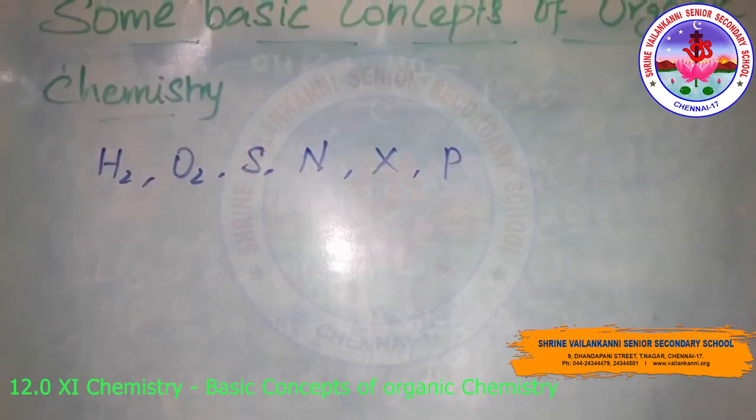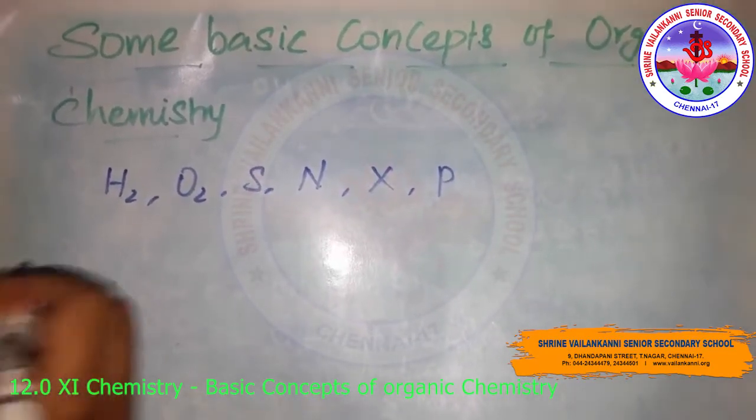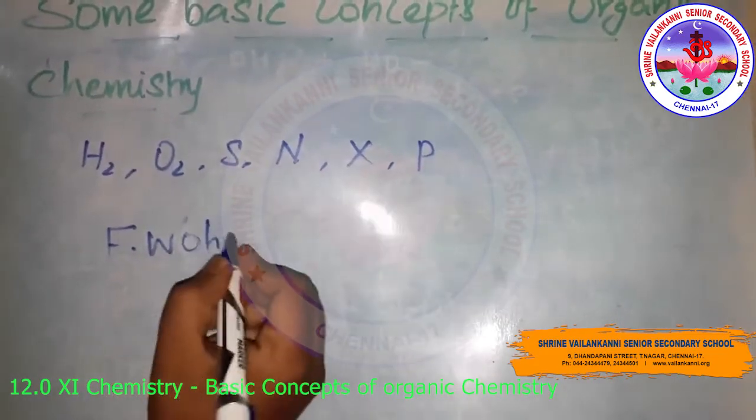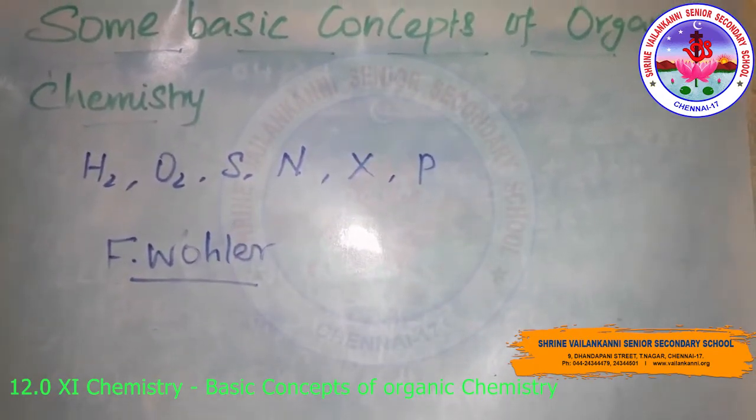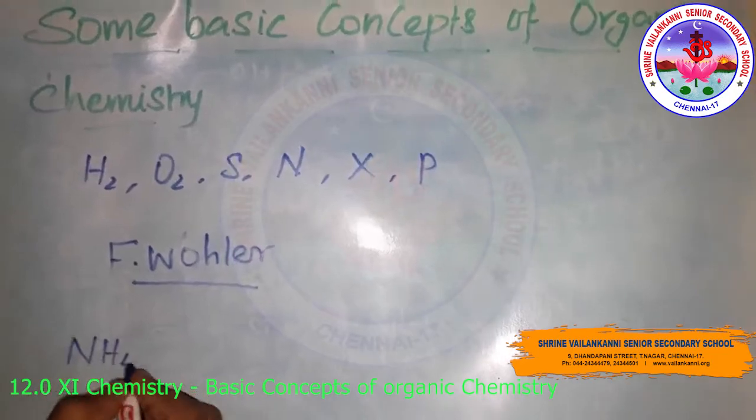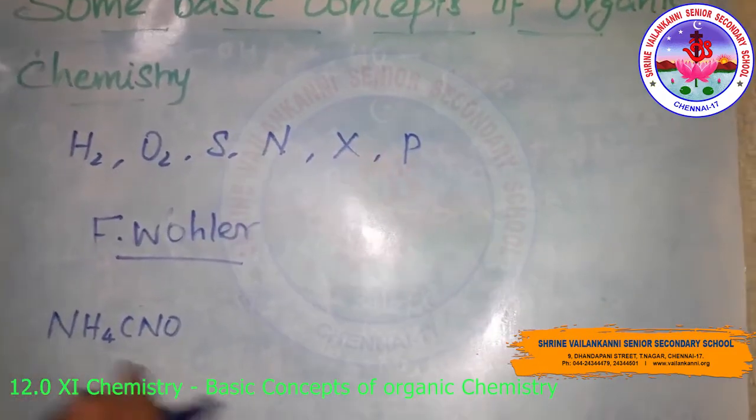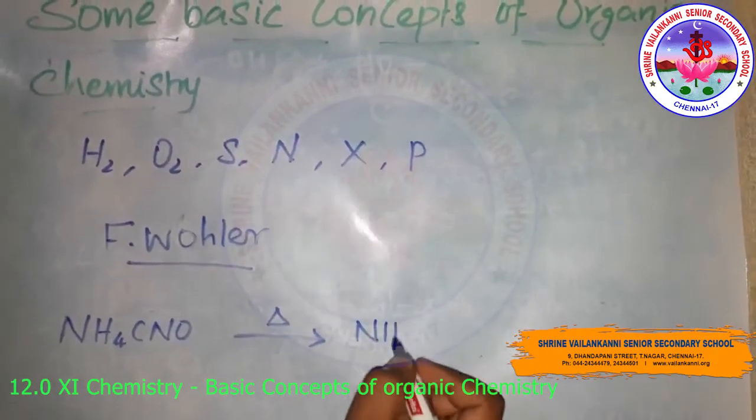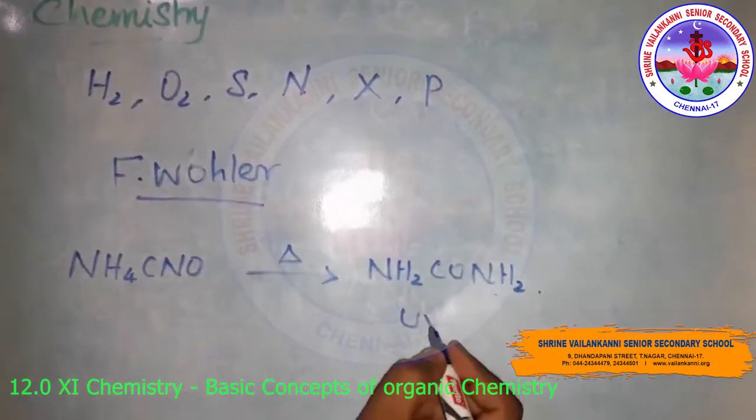Now, first, how it is obtained. Wöhler, the scientist, synthesized an organic compound, that is urea, from an inorganic compound, that is ammonium cyanide. Ammonium cyanide is an inorganic compound, NH4CNO. Ammonium cyanide on heating converts to urea, which is present in our human body. So that is called an organic compound. This is called urea.